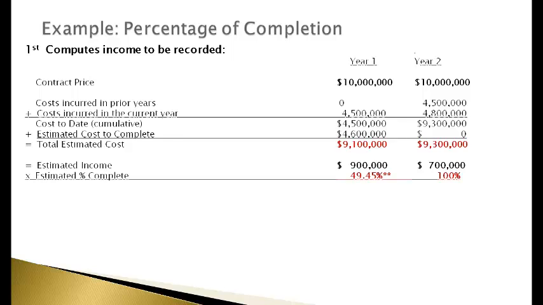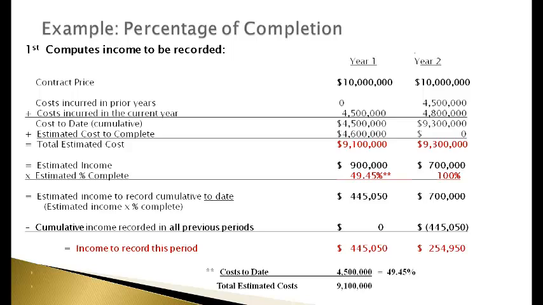The estimated percent complete is multiplied by the estimated income to determine the income cumulative to date on the contract. This amount is compared to amounts previously recorded to determine the amount of income to report for the period. In year 1, nothing has been previously reported. In year 2, the amount previously reported is subtracted to get the amount to report for year 2.